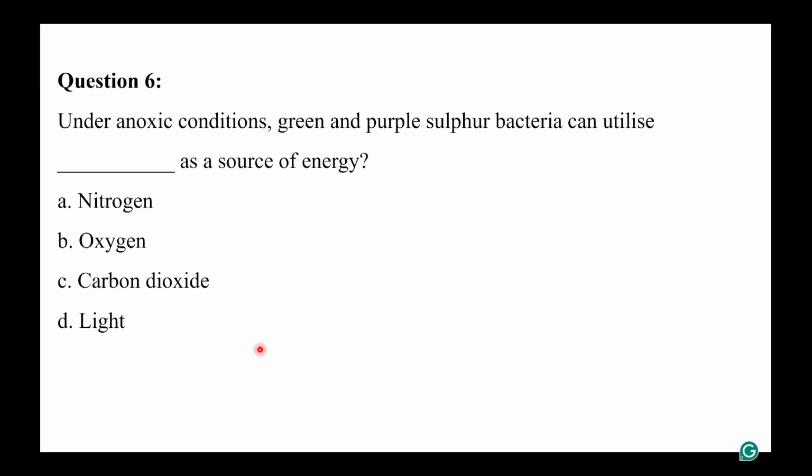Under anoxic conditions, green and purple sulfur bacteria can utilize dash as a source of energy. What should be the source of energy? Option A, nitrogen. Option B, oxygen. Option C, carbon dioxide. And option D, light. All of you write your answers in the chat box quickly.